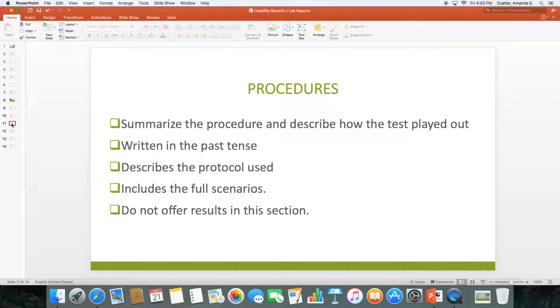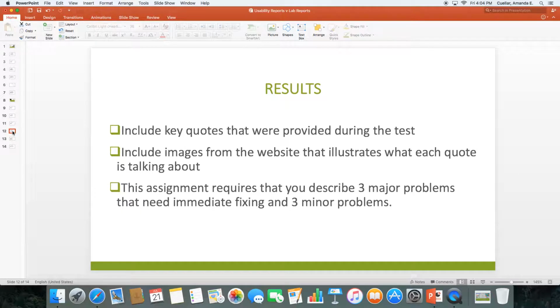In your procedure section, you will summarize your procedure and describe how the test played out. This is similar to the methods section of a lab report. This section should be detailed enough in case your client wants to repeat the test with a larger pool of users. This section should be written in the past tense, describe the protocol used, and include the full scenarios. Do not offer results in this section. You will offer results in the results section.